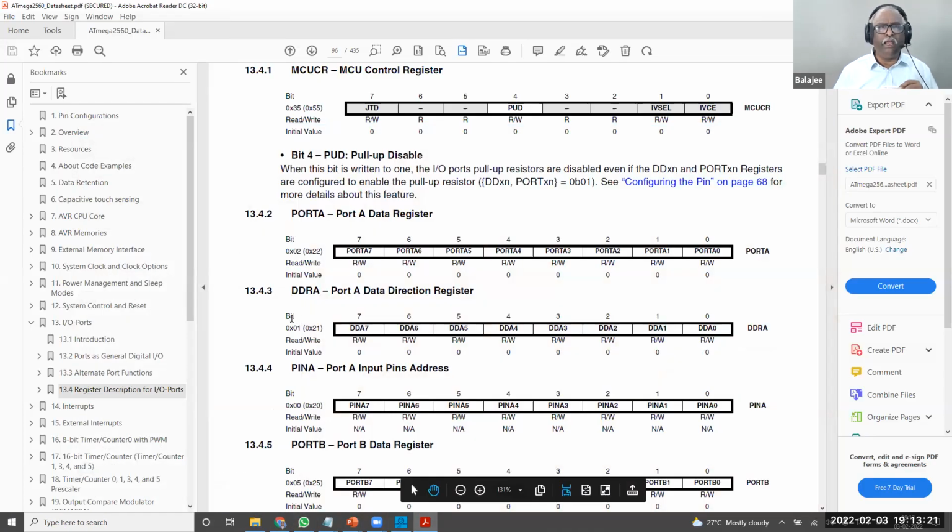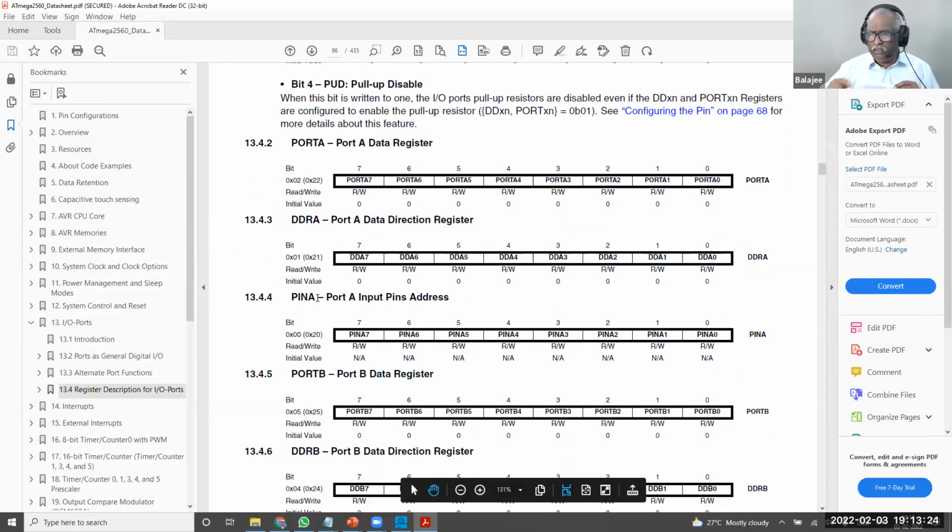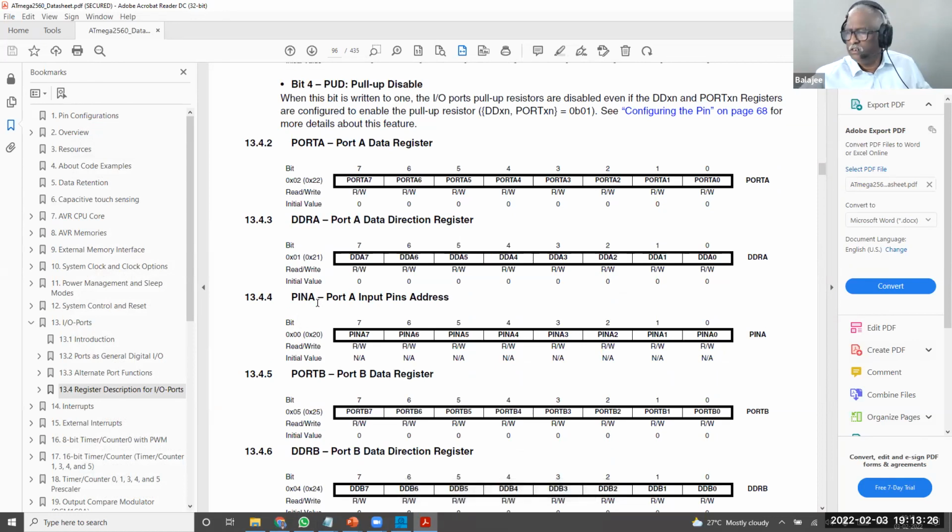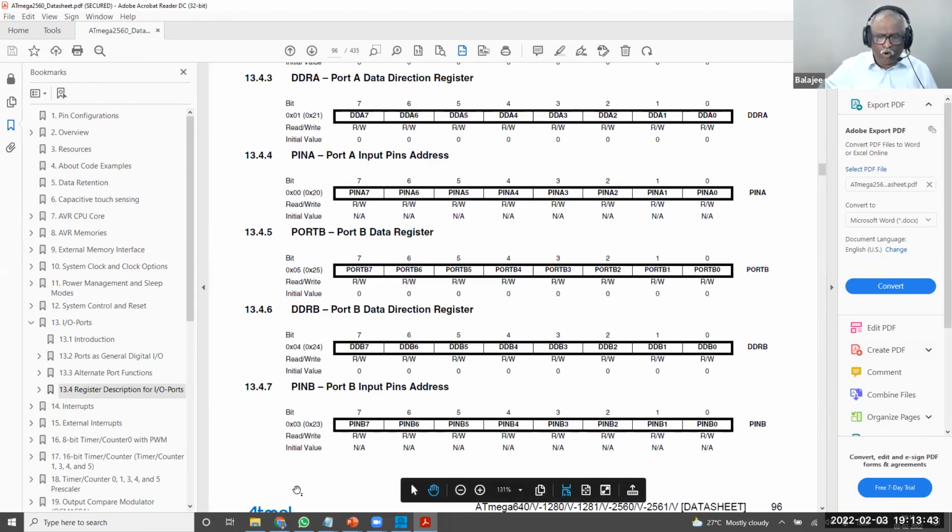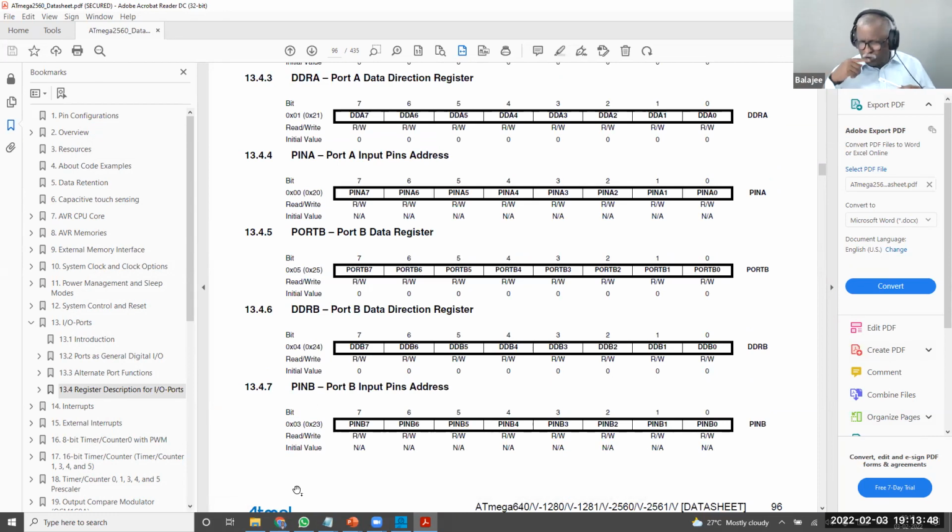Okay, so what I'm trying to say is that port A is having addresses 0x21, 0x22, 0x20. That's what they have written. See here, this is the pin input register, 20, direction is 21, output is 22. Then port B, the number changes. So if I put this of 30, sorry, 22, then you get port B. See, please understand, this is very important.